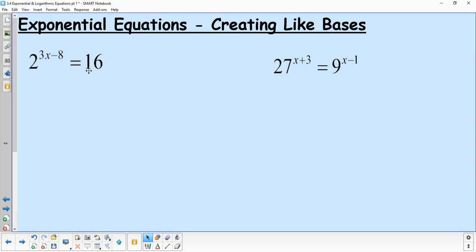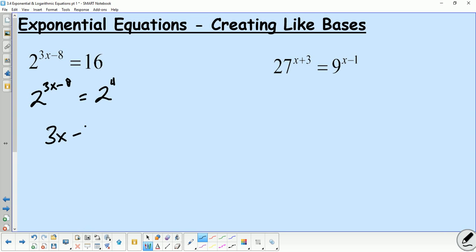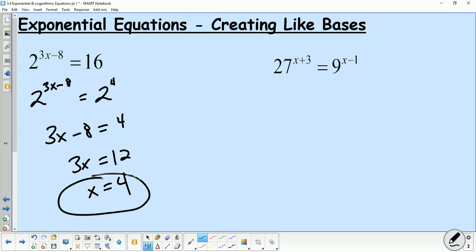You'll notice that our bases don't look like they're the same. But if I just rewrite that left side, 16 is the same as 2 to the 4th. So now we've created like bases, and we can say set your exponents equal to each other. So 3x minus 8 equals 4, and solve this like you would solve any other equation. And so we get that x is 4. If we plug that back in, that'll work, because 3 times 4 minus 8 is 4, and 2 to the 4th is 16, so that checks out.